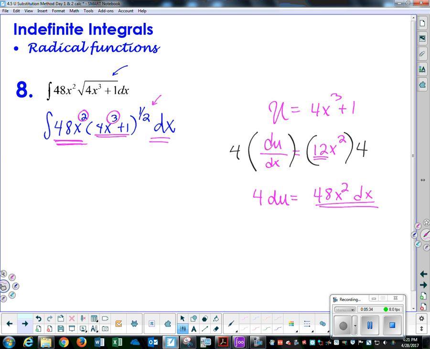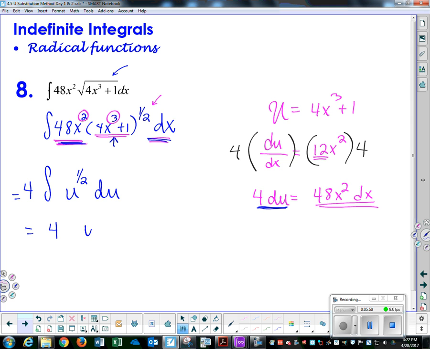All right, let's go through our process of rewriting in terms of u. So this here becomes u. It is raised to the 1/2 power. The 48x squared dx gets substituted over here with the equivalent 4 du. Since 4 is a multiplier, I'm going to pull it out front. Now it's simply an integration step.